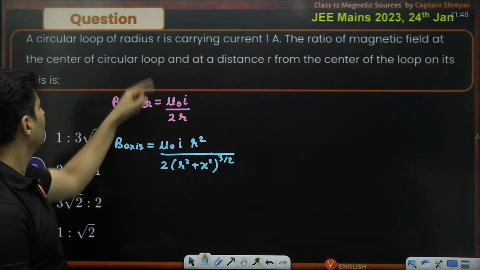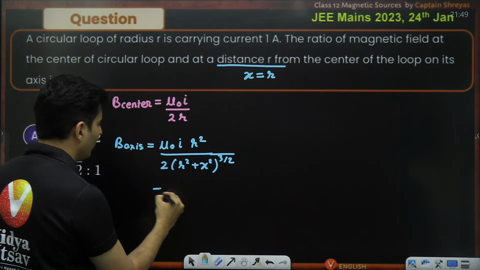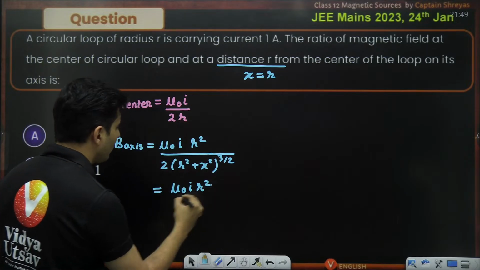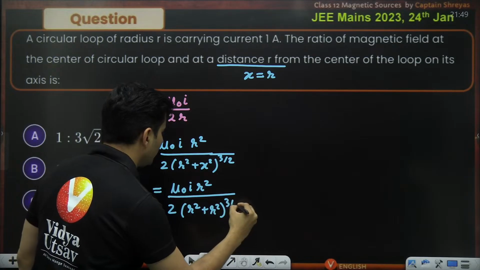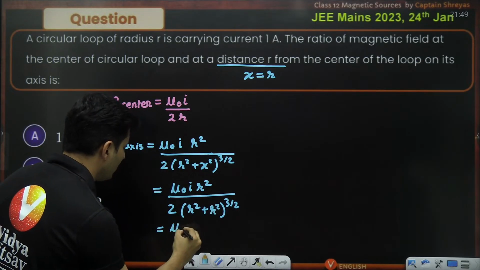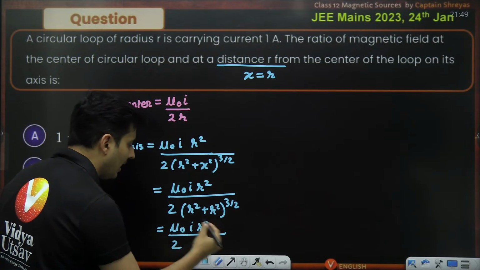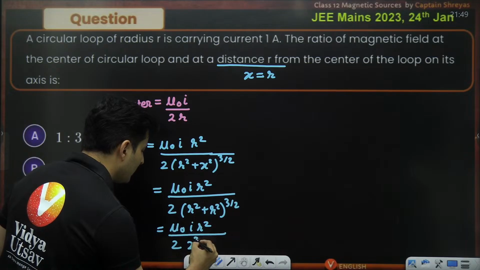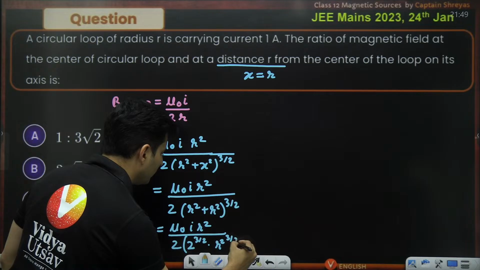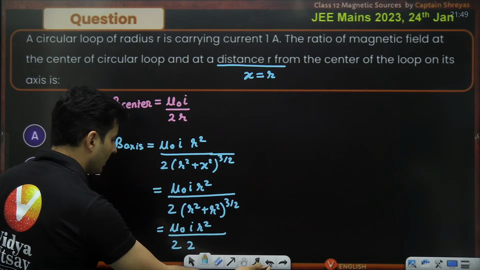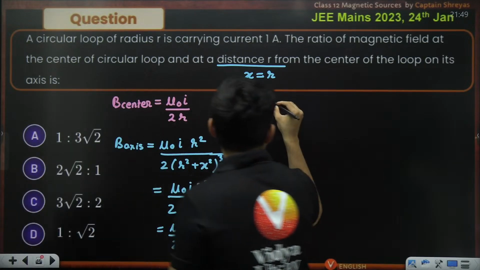Now here in the question, you are at a distance r from the center. That means x is equal to r. So put r over here. So mu naught I r square whole thing divided by 2 times r square plus r square raised to 3 by 2. Okay, so this will become mu naught I r square whole thing by 2. R square plus r square is 2r square. So 2 raised to 3 by 2 and r square raised to 3 by 2. If you are not able to understand it, it's okay. We'll put 2r square whole thing raised to 3 by 2.